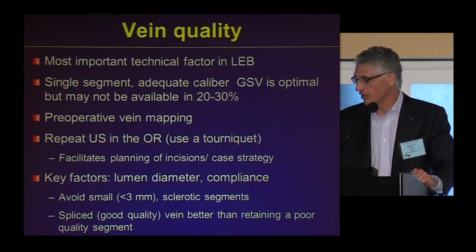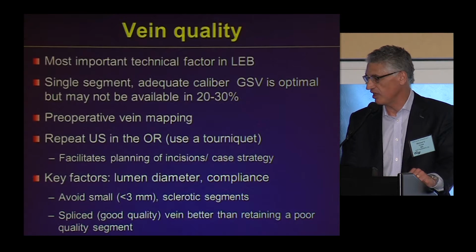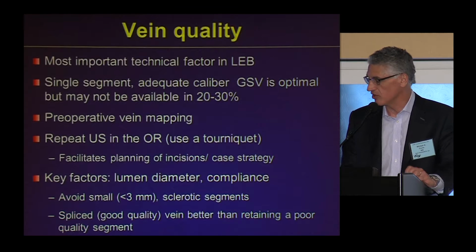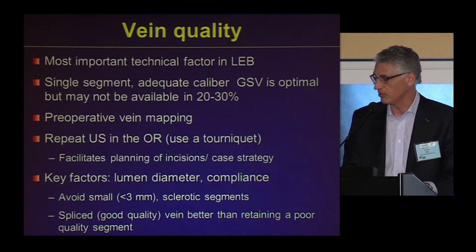Vein quality. The single best vein for bypass is a single segment greater saphenous vein, but it may not be available in between 20 and 40 or 50% of patients, depending on the series. So vein mapping is important beforehand.